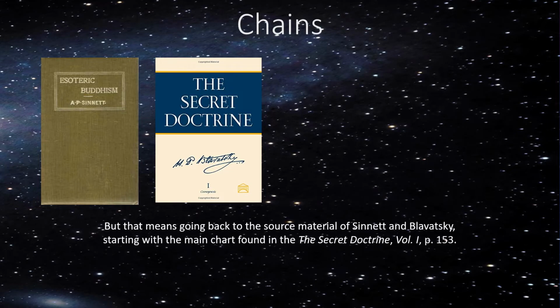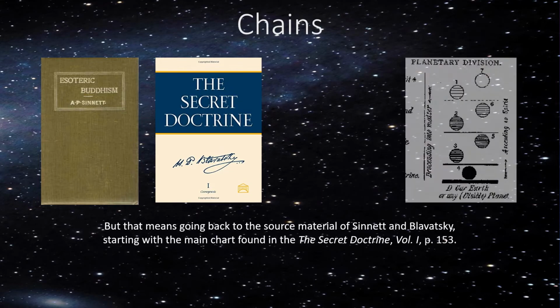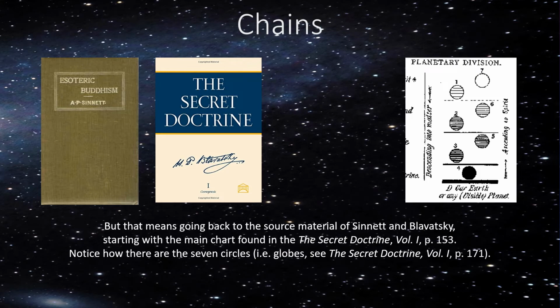But that means going back to the source material of Sinnett and Blavatsky, starting with the main chart found in The Secret Doctrine, Volume 1, page 153. Now notice how there are 7 circles. These are actually globes, 7 globes within one chain, and I discovered that these were globes when I found The Secret Doctrine, Volume 1, page 171. I had to read almost 20 pages ahead to realize what this chart was trying to represent.